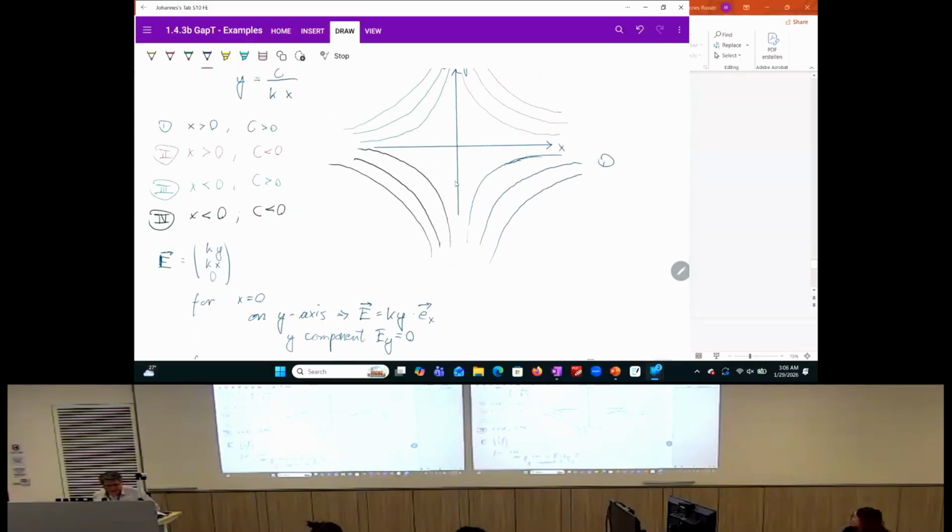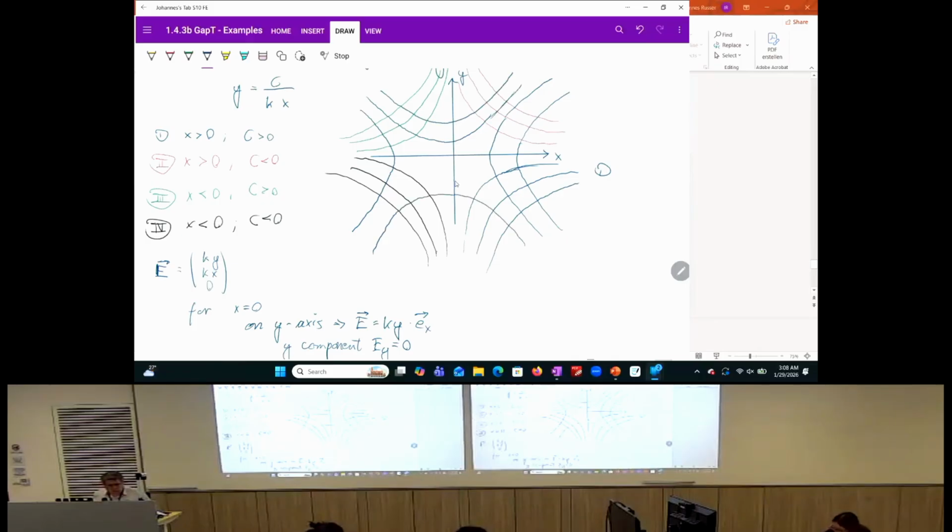So for the field lines, you obtain such field lines, and you have to make sure they intersect here always at a right angle. And here we also know that one component is vanishing. So you have all these right angles here. These are our field lines.